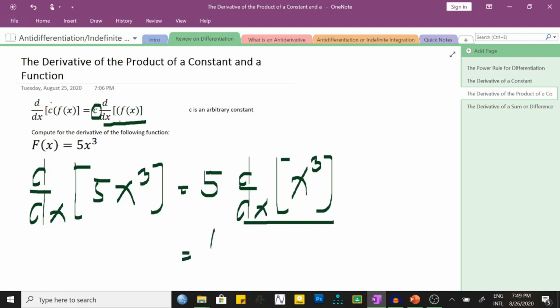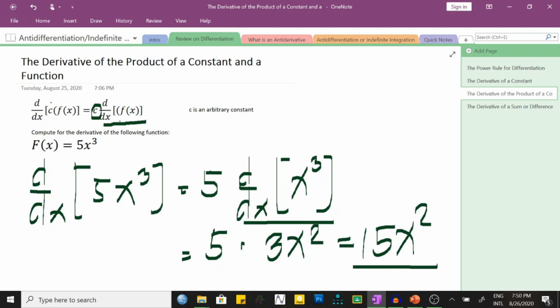Well, for this derivative, we already answered that a while back. We know that the answer is, what was that? 3x squared. So your final answer now would be 5 times 3, which is 15x squared. This is your derivative.